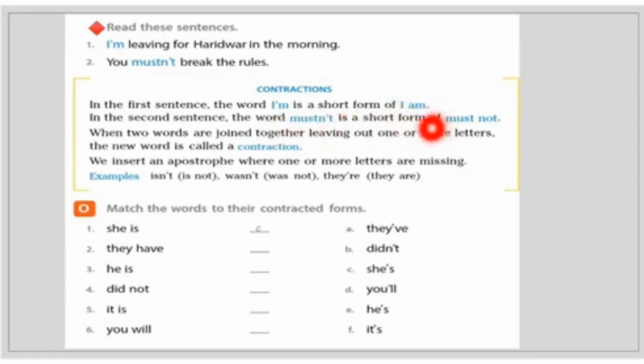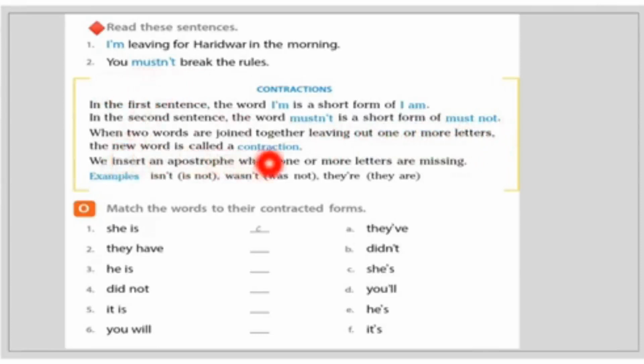And did you see any other changes in that? Only I and m is there? No, it is separated with an apostrophe over here. So when we want to make a contraction, we have to use an apostrophe, and we should omit one or two or more than two letters. In the second sentence, the word mustn't is a short form of must not. We are using must not. So the short form is mustn't.